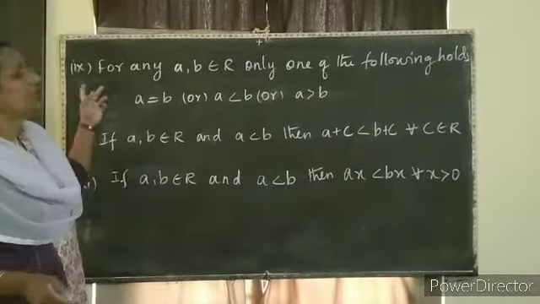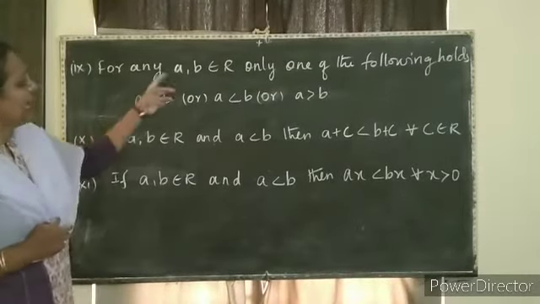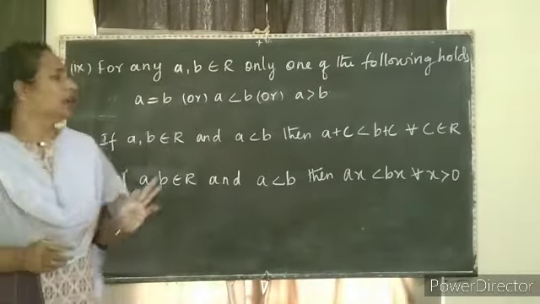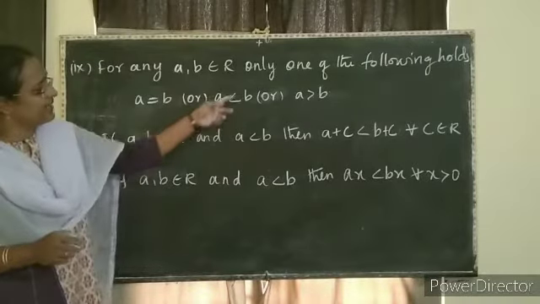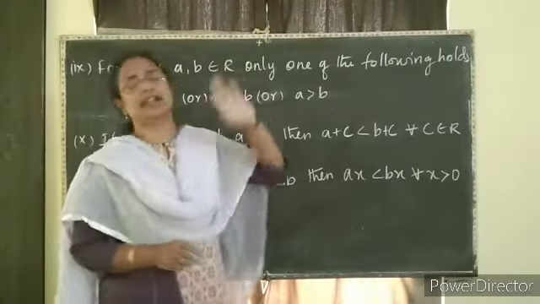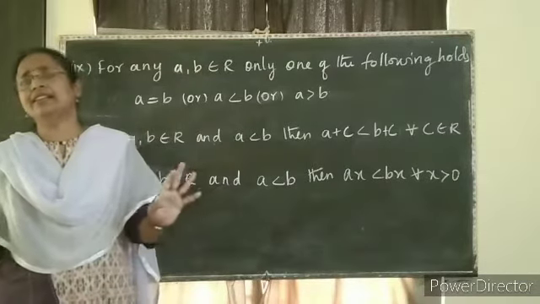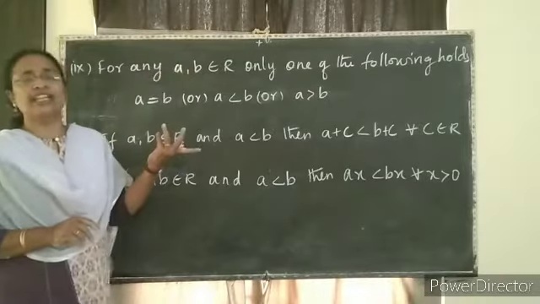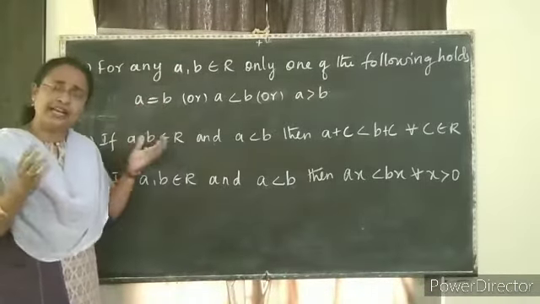Okay students, now let's discuss the ninth property. Very simple. For any a, b belongs to R, only one of the following holds: a is equal to b, or a is less than b, or a is greater than b. Only these three conditions will hold, no other condition. If you take any two real numbers, they can be equal.